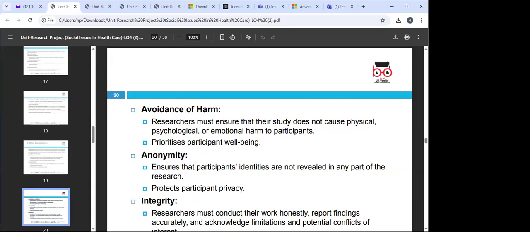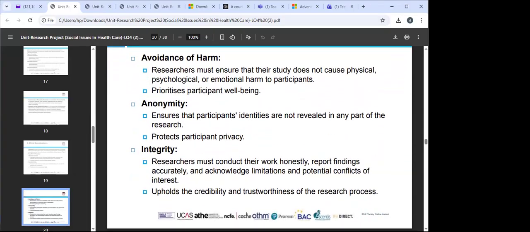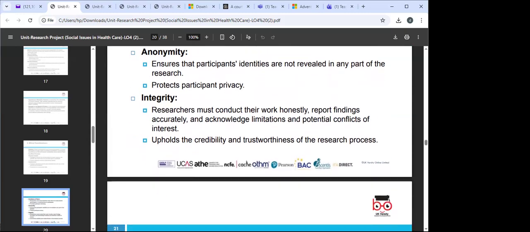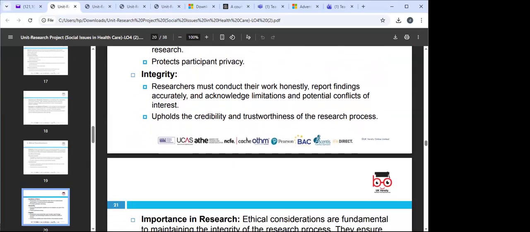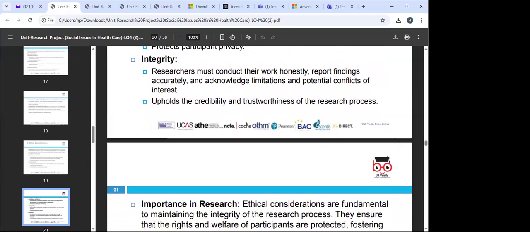We say it should be private. Ensure that participants' identities are not revealed in any part of the research. Protect them. So in project work, we don't mention the names of those we spoke to. You can use A or B. And that builds integrity, honesty, accurate findings, and acknowledgment of limitations. It helps credibility and trustworthiness. People can trust you in what you have done.